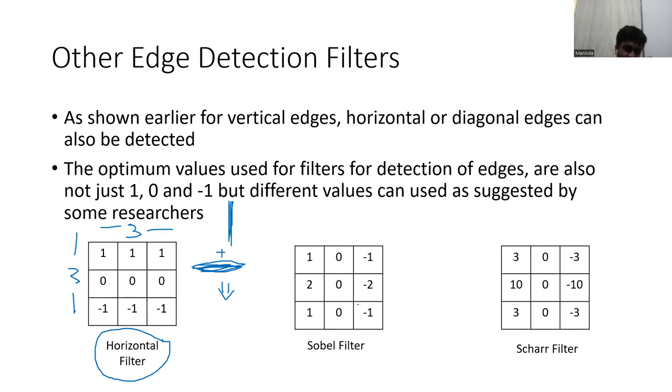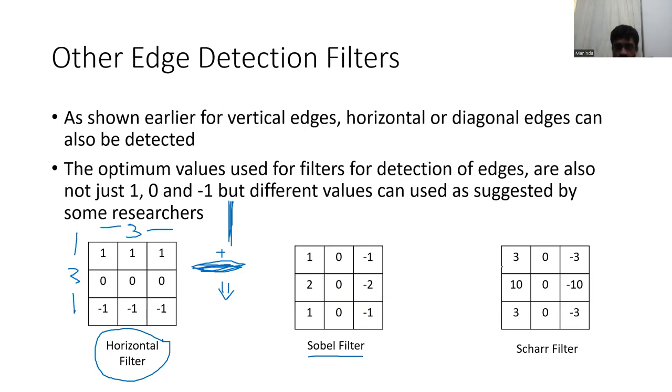But some scientists, some researchers have found that that is not better. So you can use this kind of filter for a vertical filter: 1, 2, 1 instead of 1, 1, 1, and the zeros are the same. For the right values, -1, -2, and -1 are used. So when you apply 2 and -2 in the middle section, you get higher weight for the middle pixels, and it will be better. That is what some scientists have found. So this one is known as the Sobel filter.